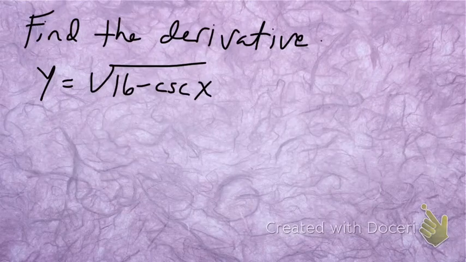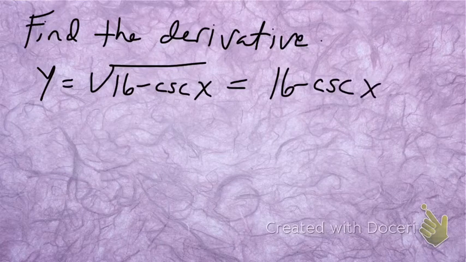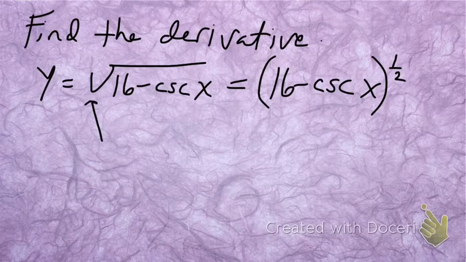To find this derivative, it might be helpful to rewrite this function in exponential form. That this is the same as 16 take away cosecant of x to the 1/2 power. You know, there is an outside. There is also the inside, the outside, the inside. So we've got to use that chain rule.